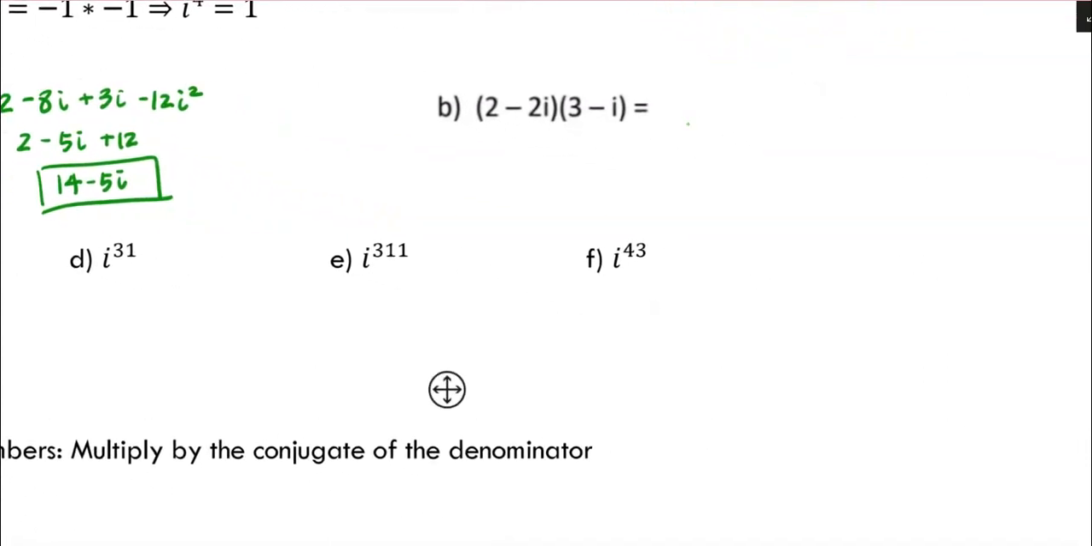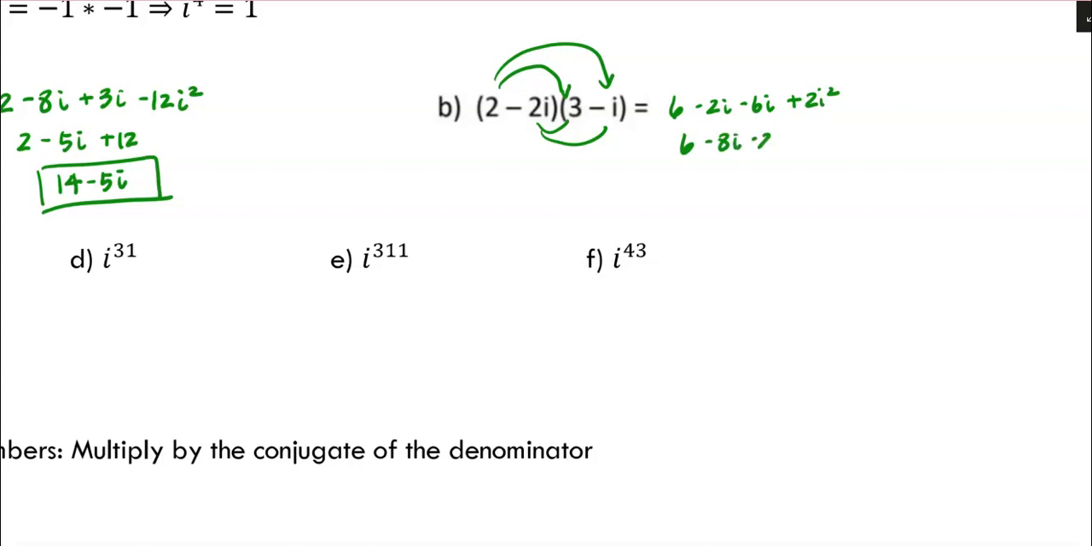Once again here, we have a 2 times 3 and a 2 times negative 1. 2 times 3 is 6. So that's a minus 6i, and then a positive 2i to the 2nd. So you end up with 6 minus 8i minus 2, which is 4 minus 8i.